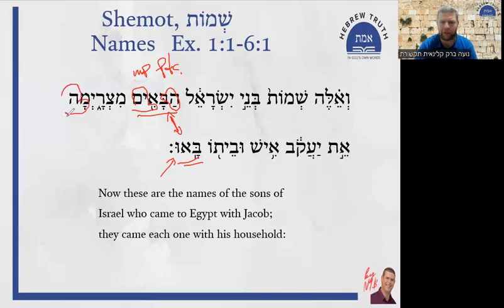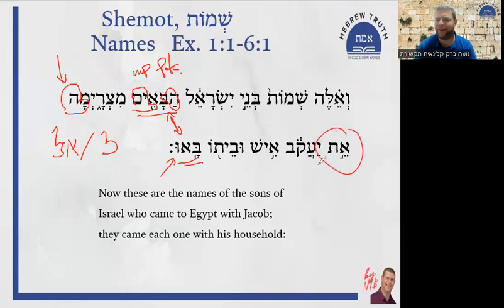Mitzrayma, this is the directional hey. Instead of saying le Mitzrayim or el Mitzrayim, which are other ways of saying toward somewhere, here we have the directional hey at the end of the word.